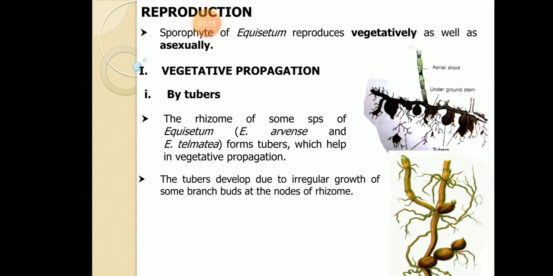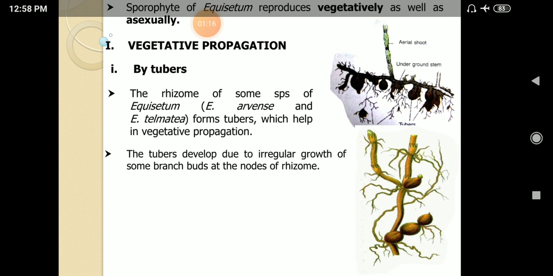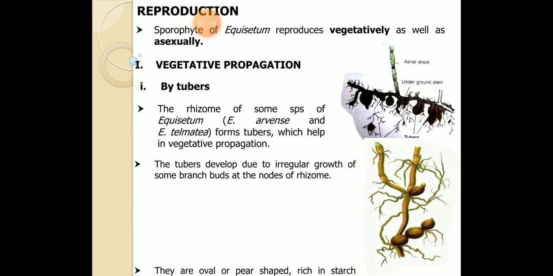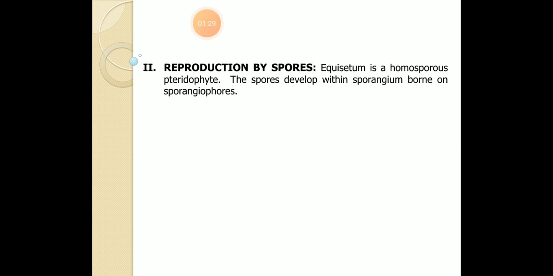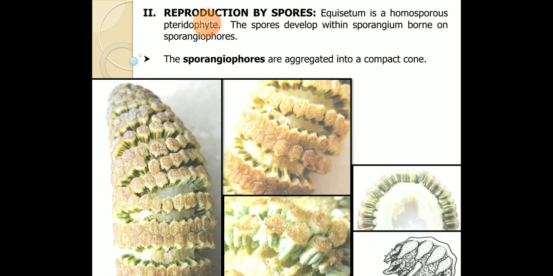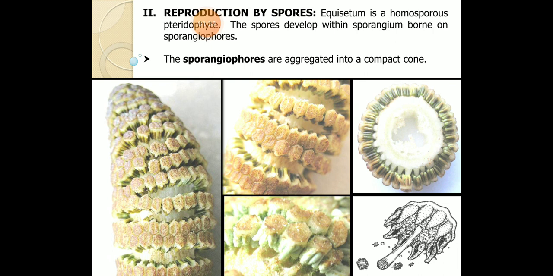The tubers develop due to the irregular growth of some branch buds at the nodes of the rhizomes. They are oval or pear-shaped and consist of starch-rich grains. When they mature, they separate from the mother plant and can reproduce asexually, and reproduction also occurs by spores. So Equisetum is homosporous.